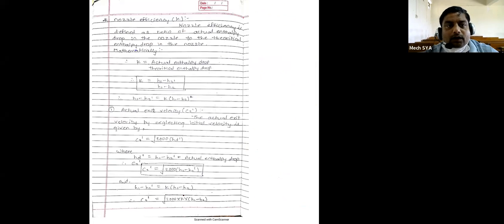Due to that, we now define nozzle efficiency, denoted by letter K. How do we define nozzle efficiency? Nozzle efficiency is defined as the ratio of actual enthalpy drop in the nozzle to theoretical enthalpy drop, because efficiency should always be less than 1. So K is equal to (H1 minus H2 dash) divided by (H1 minus H2), or the actual enthalpy drop is equal to K into (H1 minus H2).